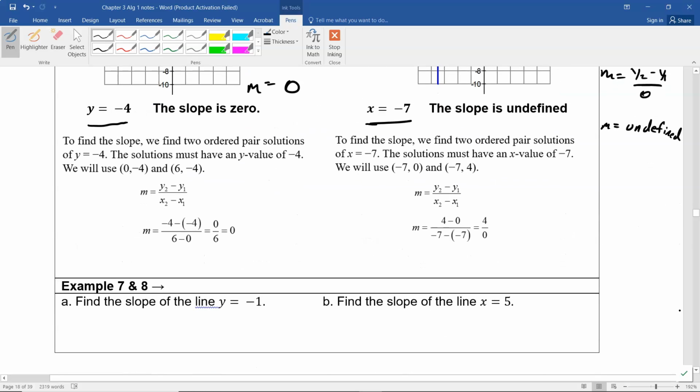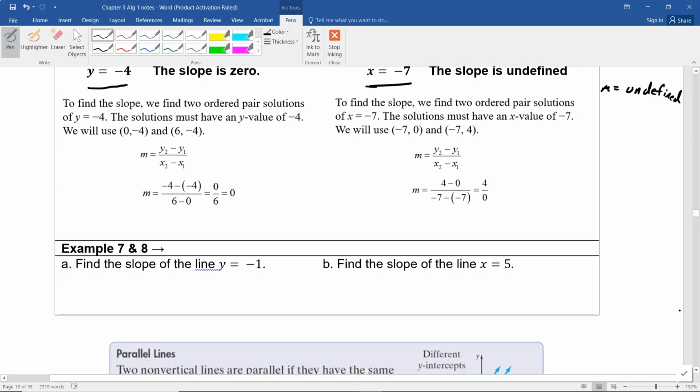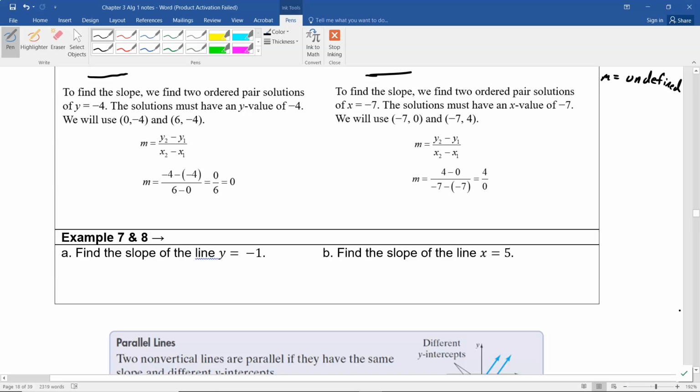So moving on, we can talk about questions like these that will show up on MyMathLab. I want you to just try to solve these on your own. Pause the video.